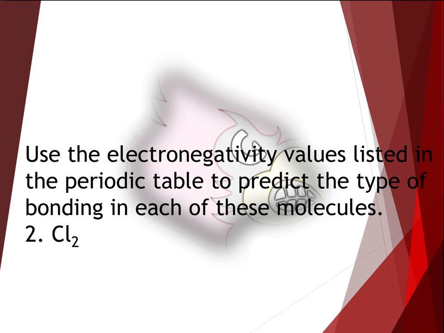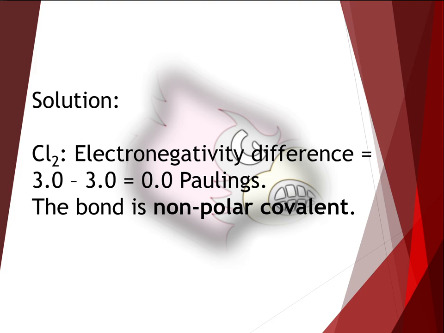Number 2, chlorine, which is Cl2, because it is a halogen. Well, chlorine has an electronegativity value of 3.0. So the difference between 3.0 and 3.0 is in fact 0 Paulings. And that makes this bond non-polar covalent.